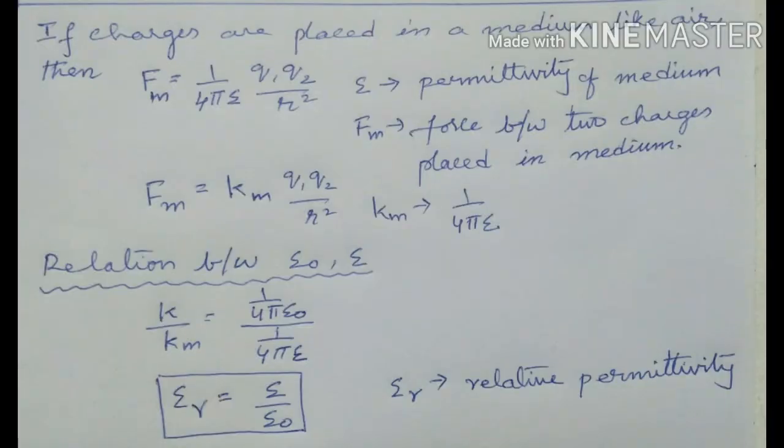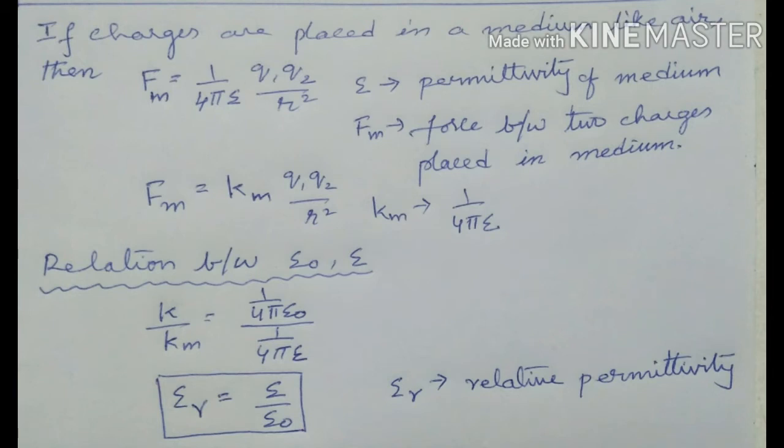If charges are placed in a medium like air, then Fm, the force between the two charges in the medium, is 1 by 4 pi epsilon into Q1 Q2 by R square, where epsilon is known as the permittivity of a medium. Therefore, you can write the equation as Fm is equal to Km Q1 Q2 by R square, where Km now is equal to 1 by 4 pi epsilon.